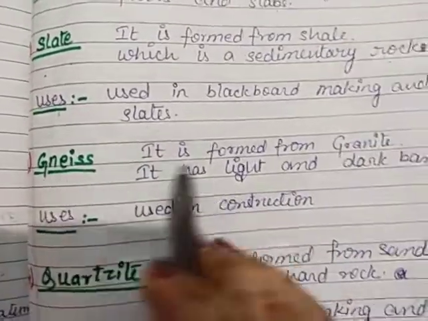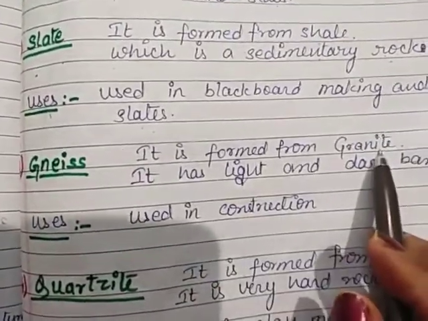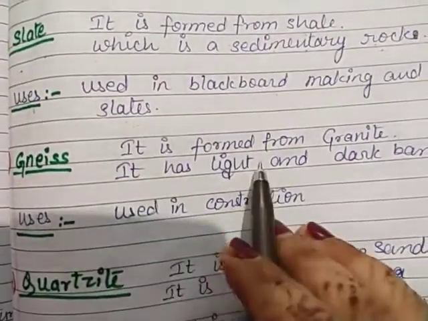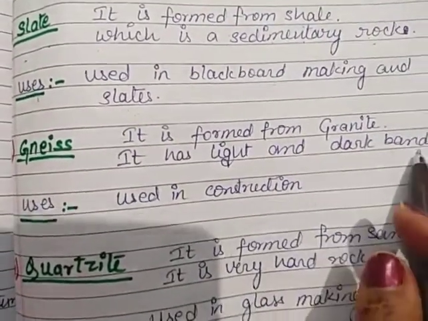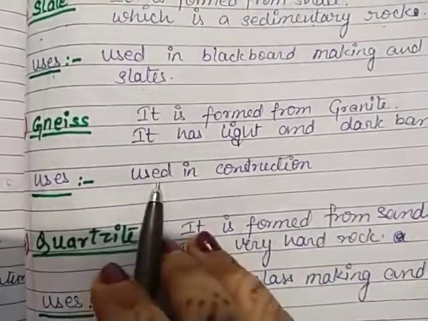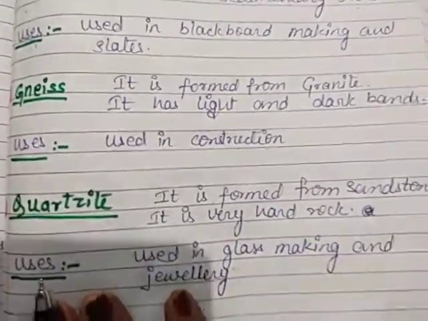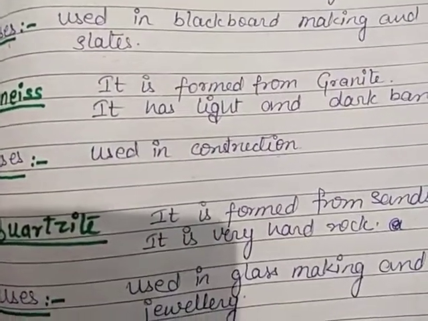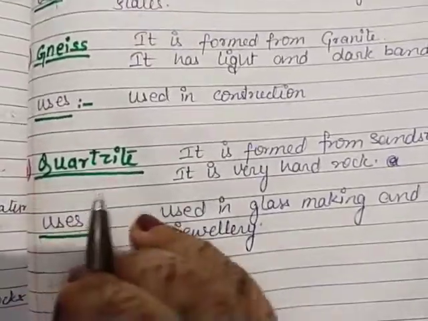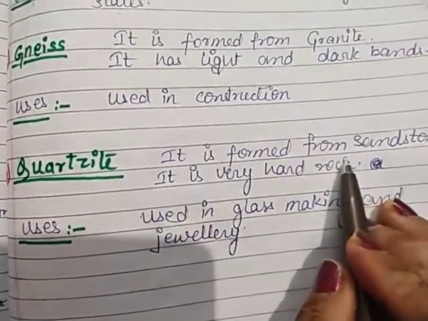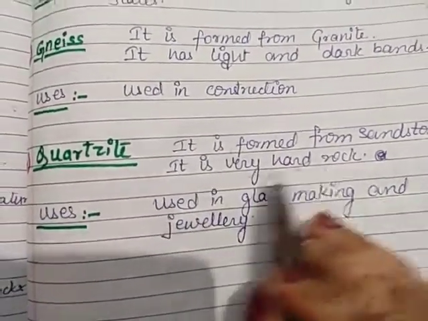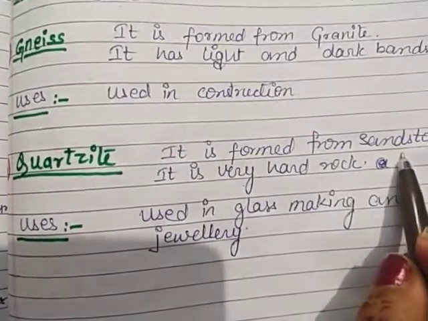Now gneiss, it is formed from granite. Granite is, you know, a black colored harder rock. It has black and light and dark bands and is used in construction work. Sometimes you can see a granite slab in your kitchen. Now the quartzite. Quartzite is formed from sandstone. It is a very hard rock, made from sandstone.